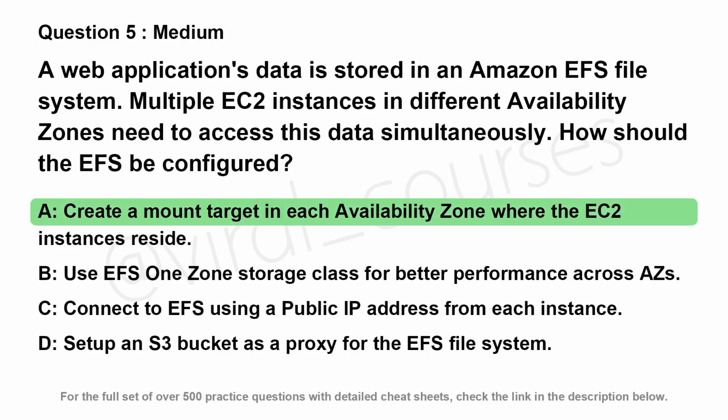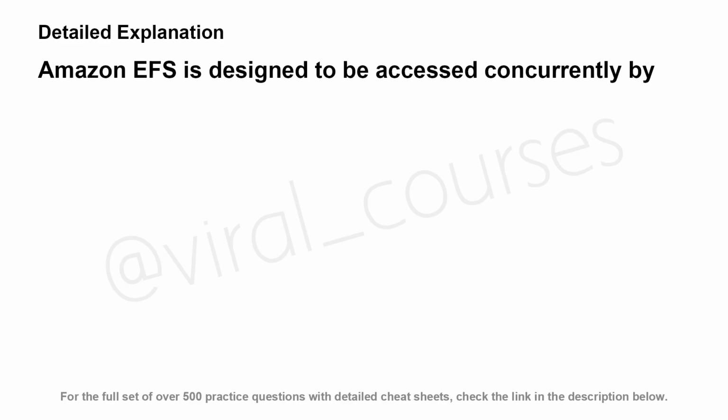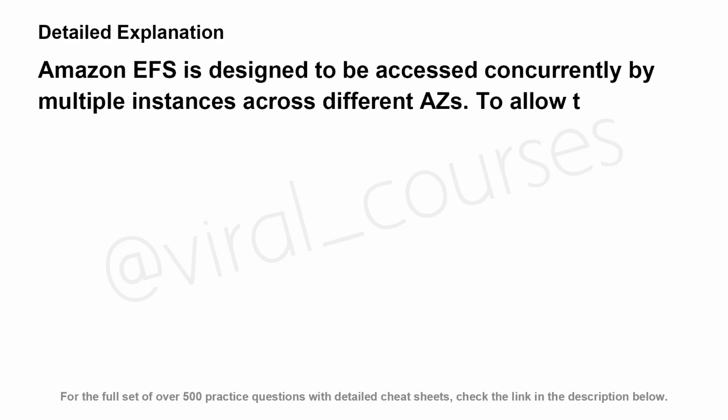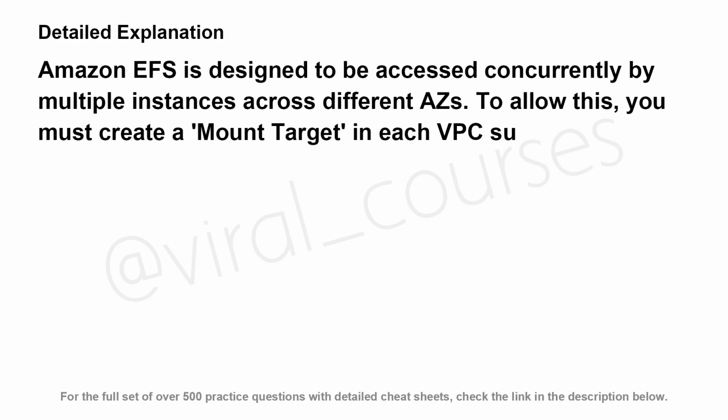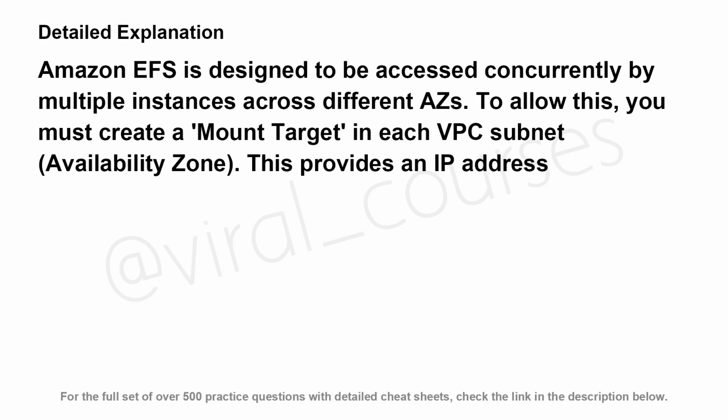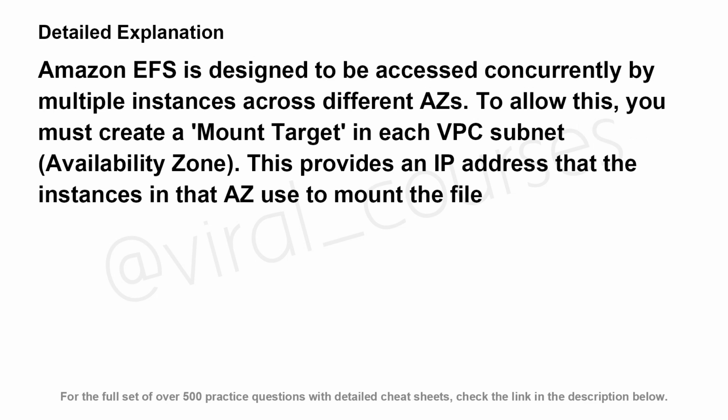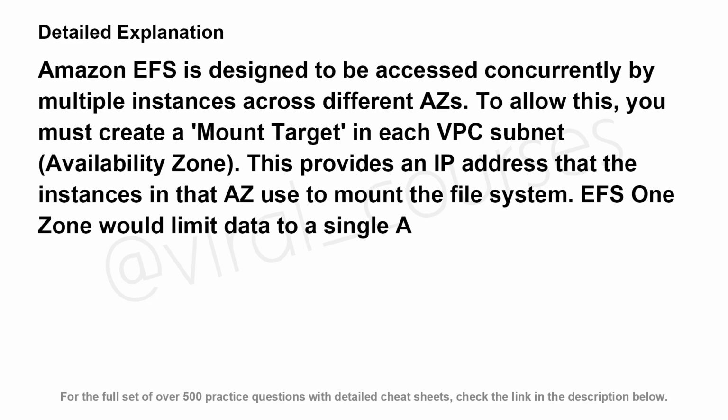The correct answer is A. Amazon EFS is designed to be accessed concurrently by multiple instances across different AZs. To allow this, you must create a mount target in each VPC subnet availability zone. This provides an IP address that the instances in that AZ use to mount the file system. EFS One Zone would limit data to a single AZ, reducing resilience.